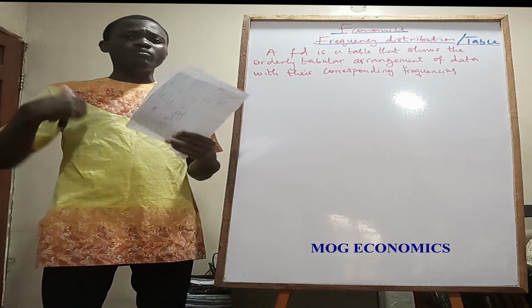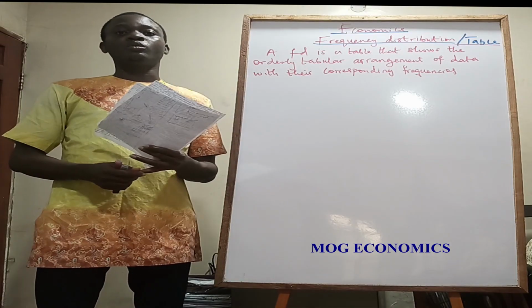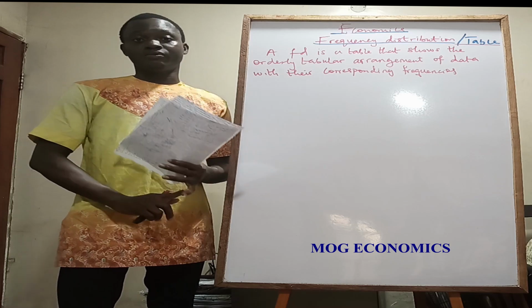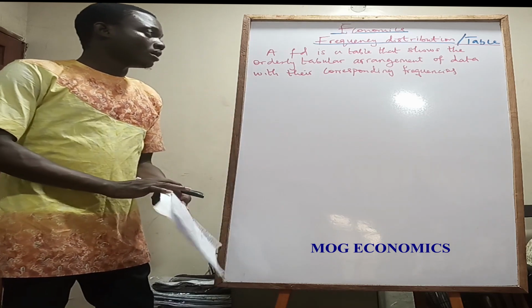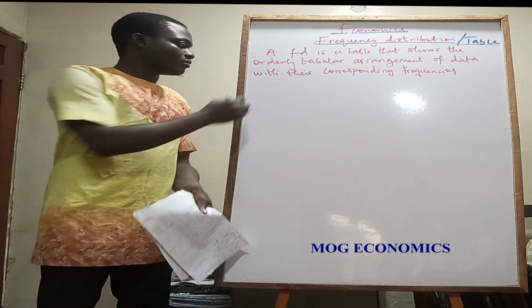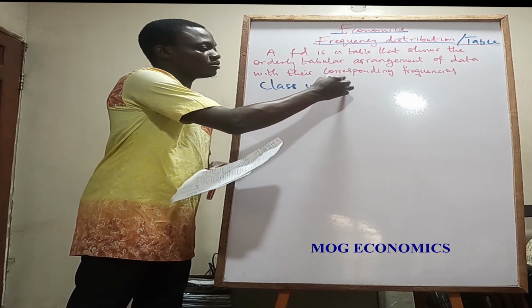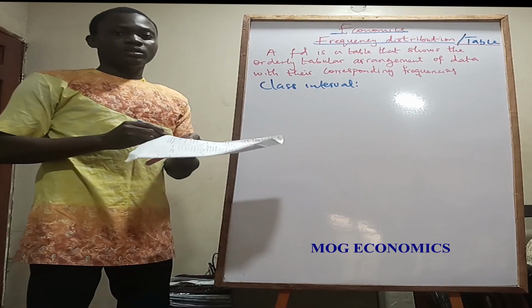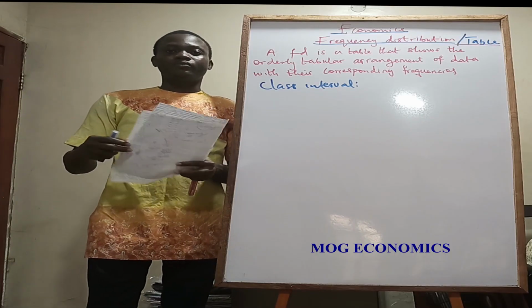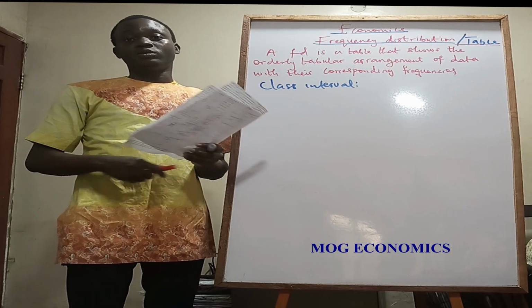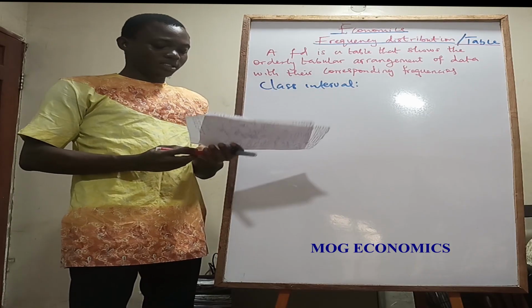And for us to be able to construct a frequency table, we must know about a few things. Number one, you must know about what we call the class interval. A class interval is a range of numbers that divides a data set into different categories. So now let's give an example.